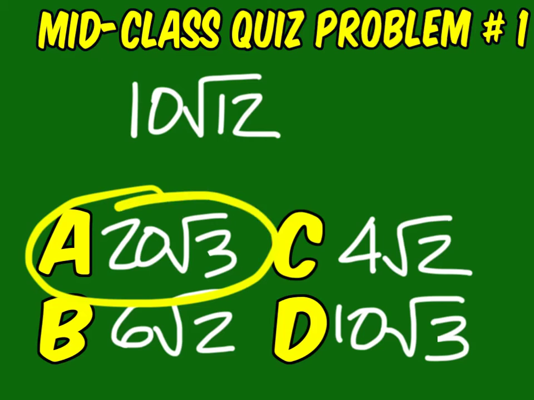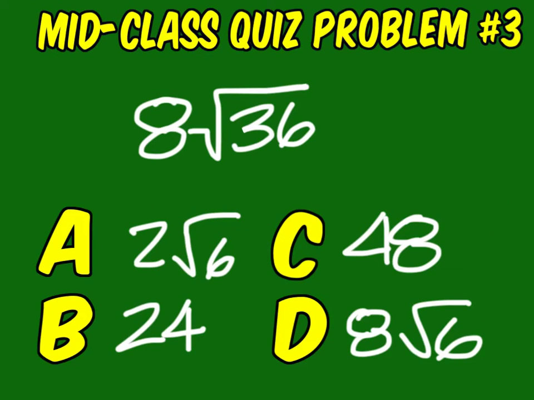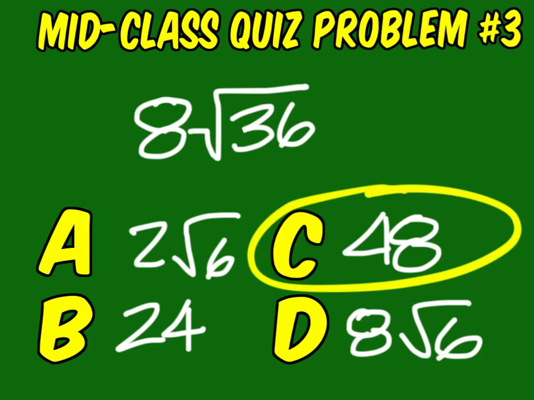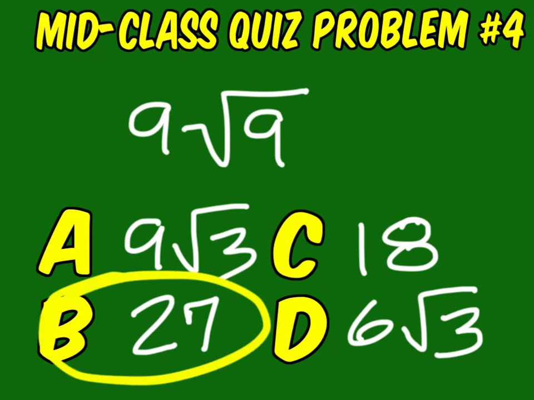Answer should be A. Answer on this one should be C. Answer should be C. Answer on that one should be B.